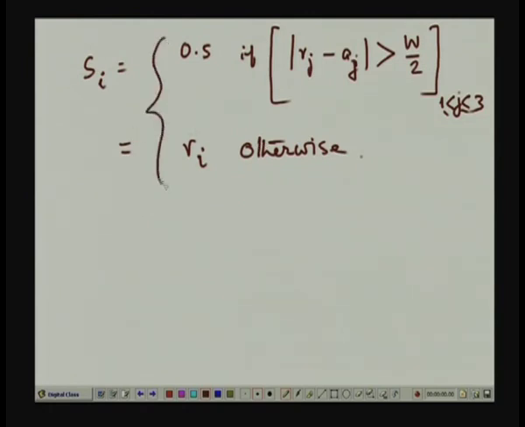Okay. And this computation has to be done for all values of i equal to 1, 2 and 3. So, what it means is that all those colors which lie outside this cube of width w centered at location a1, a2, a3, all those colors will be represented by some insignificant color, where all the red, green and blue components will attain a value of 0.5. But inside the cube I will retain the original color.